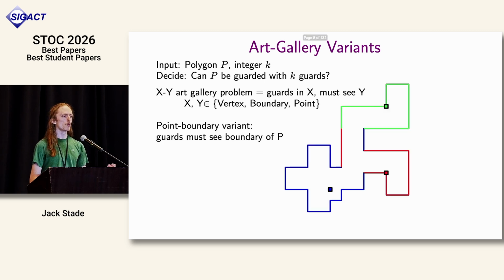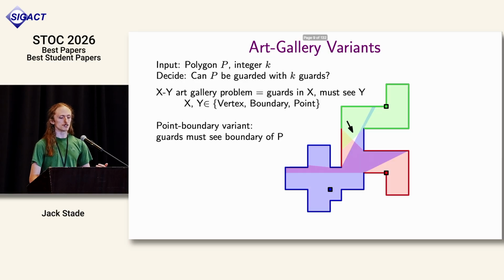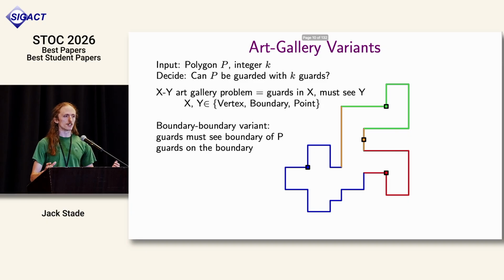We could also have the point-boundary variant, where the guards can be placed anywhere and they only need to see the boundary of the polygon. In this example, previously I needed 4 guards, but now I can get away with 3 guards because they only need to see the boundary, so it's okay that they leave a small gap here in the interior. And then finally, the variant that I'm focused on for this talk is the boundary-boundary variant, where the guards only need to see the boundary and the guards must be placed on the boundary of the polygon.